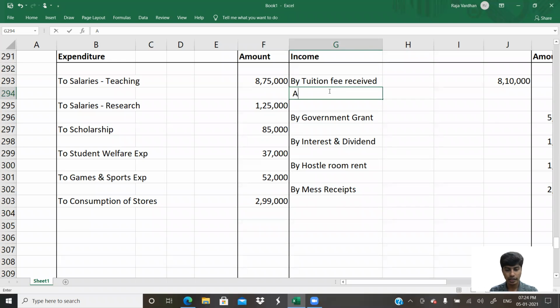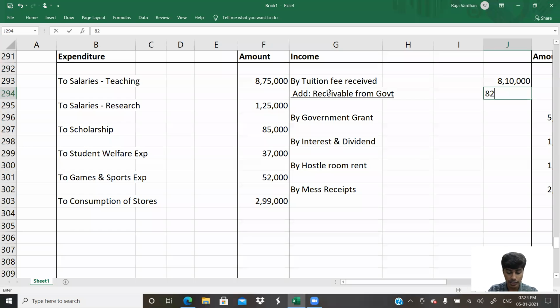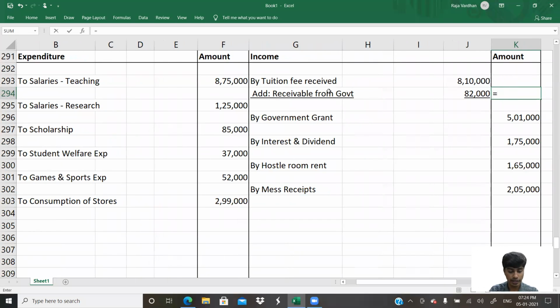So I'll write here tuition fee received, and add receivable from government. How much is this? This is 82,000 rupees. So here I've recorded the credit aspect of it. Here I'll write total. There you will get 8,92,000.